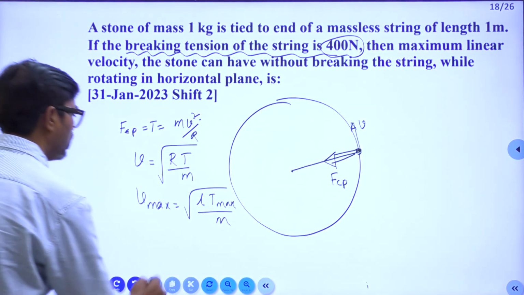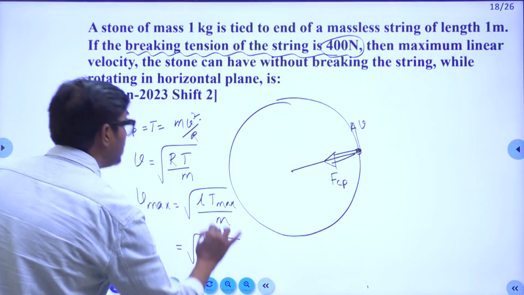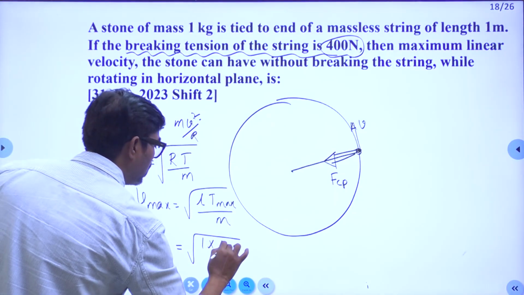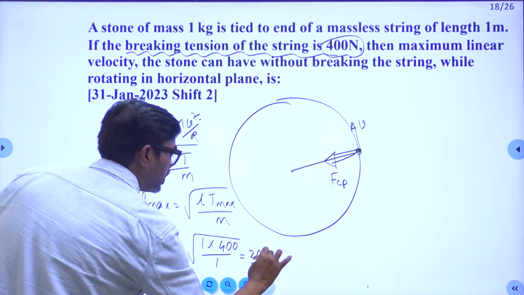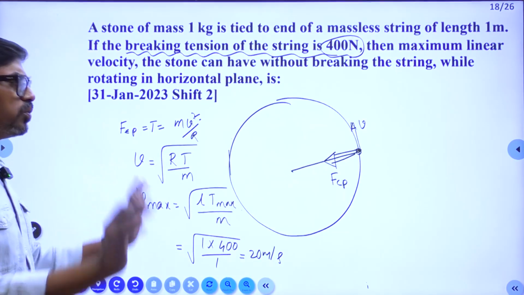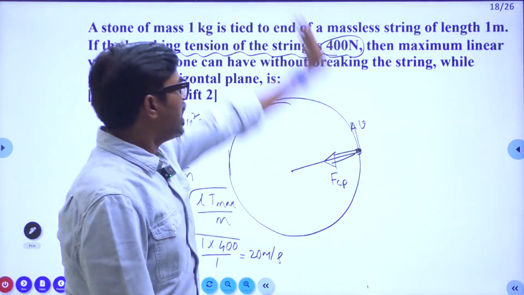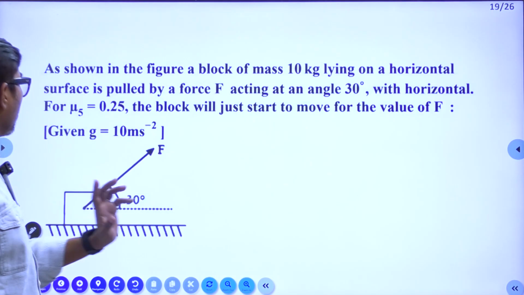Now we can substitute the values. What is the length of the string they had given? 1 meter. Tension maximum is how much? 400 Newton. Mass of the particle is also 1. You will get 20 meter per second. That's the maximum speed it can go. Less than that is okay, but more than that the string will break. Once the string breaks, it will go tangentially without centripetal force.